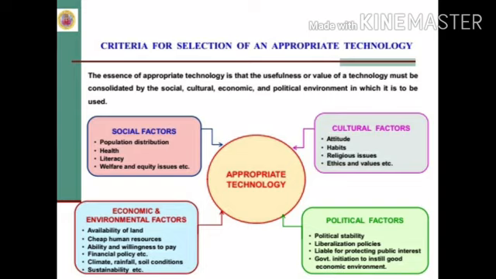Some of the important factors are social factors, cultural factors, economic and environmental factors, and political factors. As far as social factors are concerned, it is required to observe the distribution of population in the particular area, health issues and literacy rate, welfare and equity issues, which are all taking place in the particular area. So these factors are considered while selecting an appropriate technology.